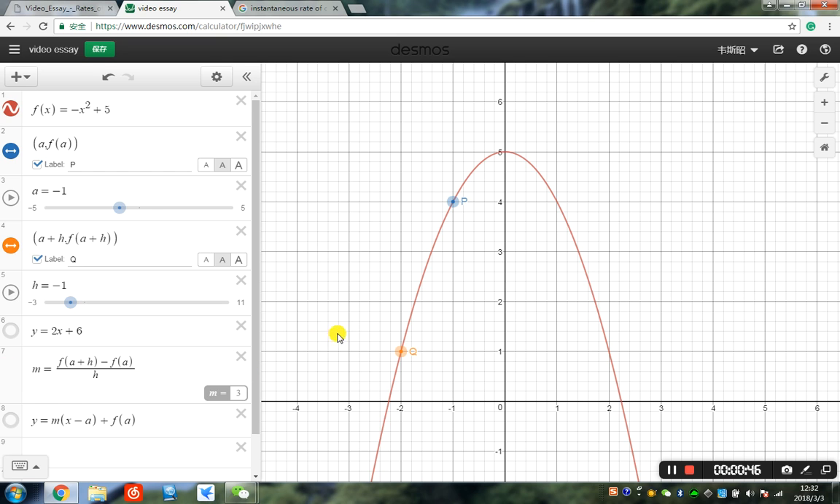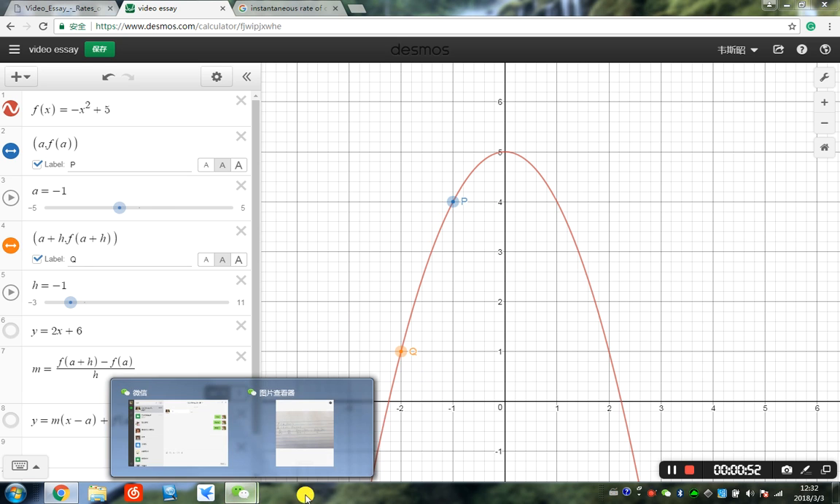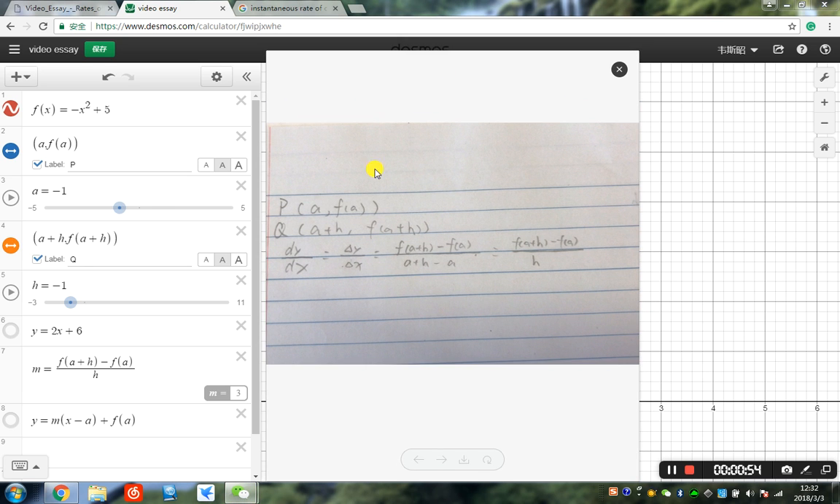So if we pretend we don't know this one, let's get the slope of these 2 points. We use the method here: P is (a, f(a)) and Q is (a + h, f(a + h)). This is how we get the slope, change in y over change in x, and the change in y of Q is here, and the change in x, and the change in y divided by the change in x.